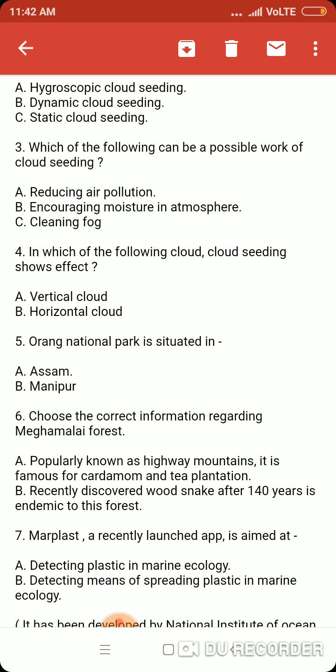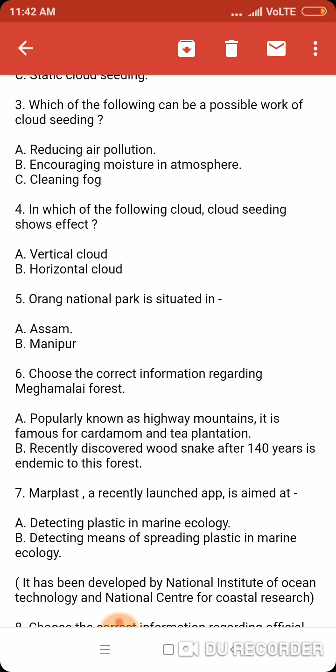Question number 3. Which of the following can be a possible work of cloud seeding? Reducing air pollution, encouraging moisture in the atmosphere, cleaning fog. All these are possible works of cloud seeding. Even China used the method of cloud seeding to tamper with the weather, that is, to prevent any bad weather during the ceremony during the Olympics.